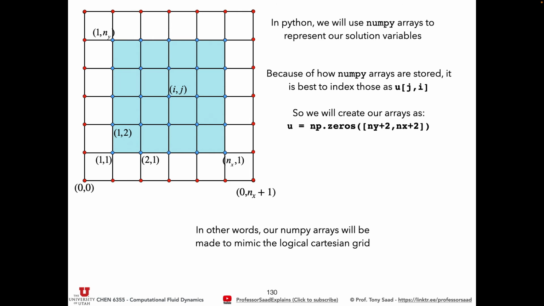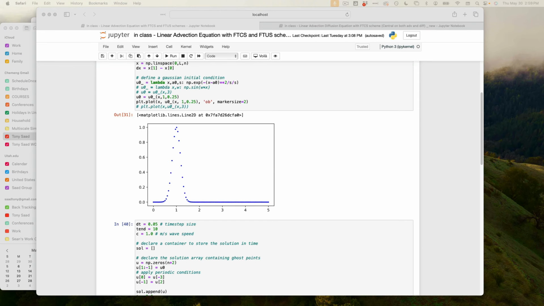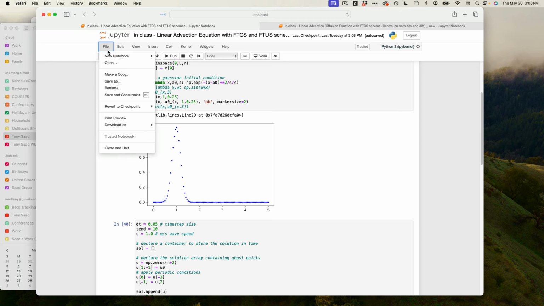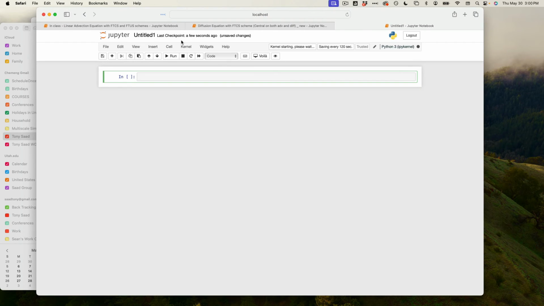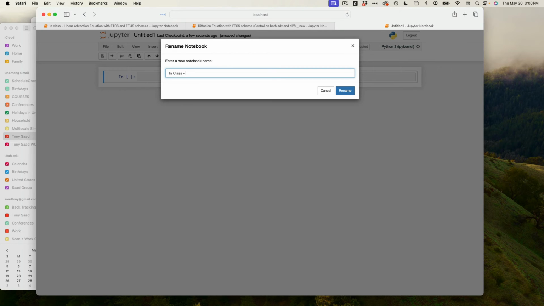Clearly, the best example is to do it by hand. So let's go ahead and do that together. Get your notebooks up and running. Remove your boilerplate if you want. All right, so we will create a new notebook over here, and we'll call it in-class 2D advection with FTCS scheme.